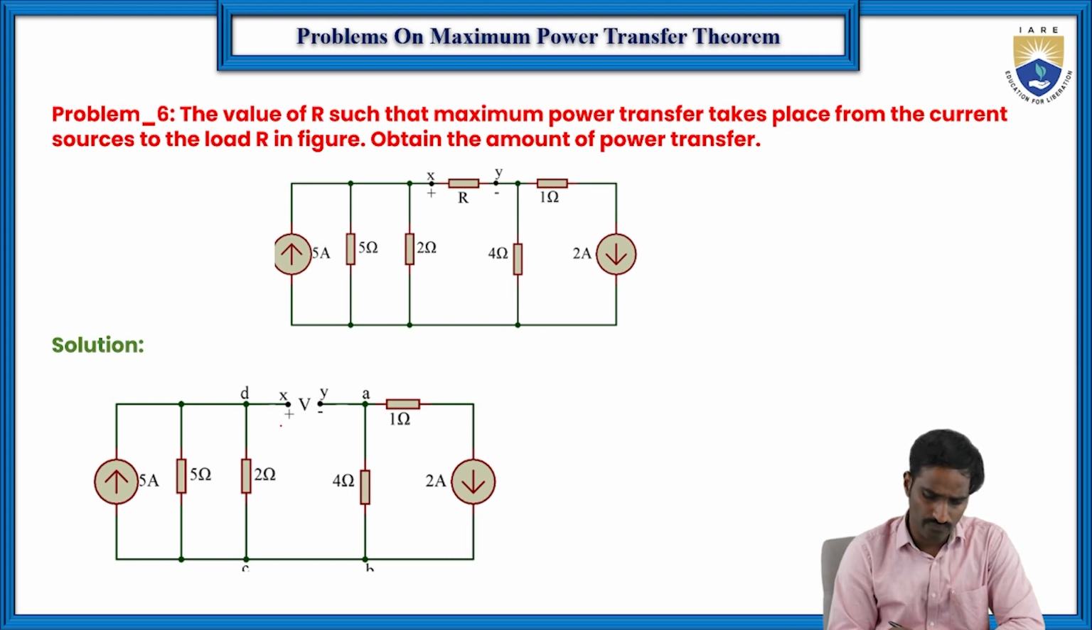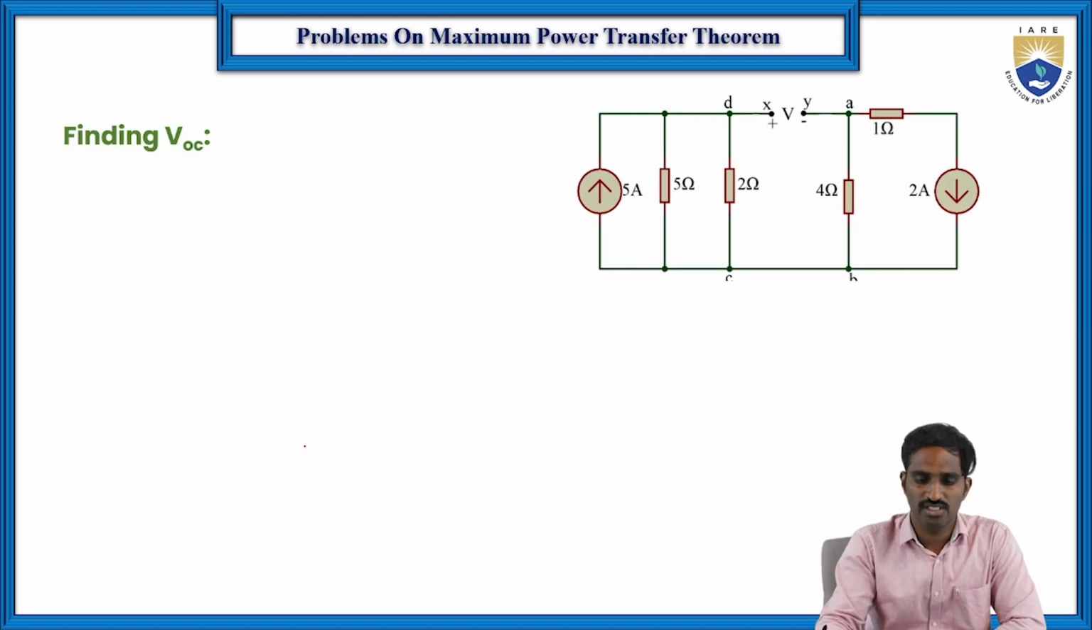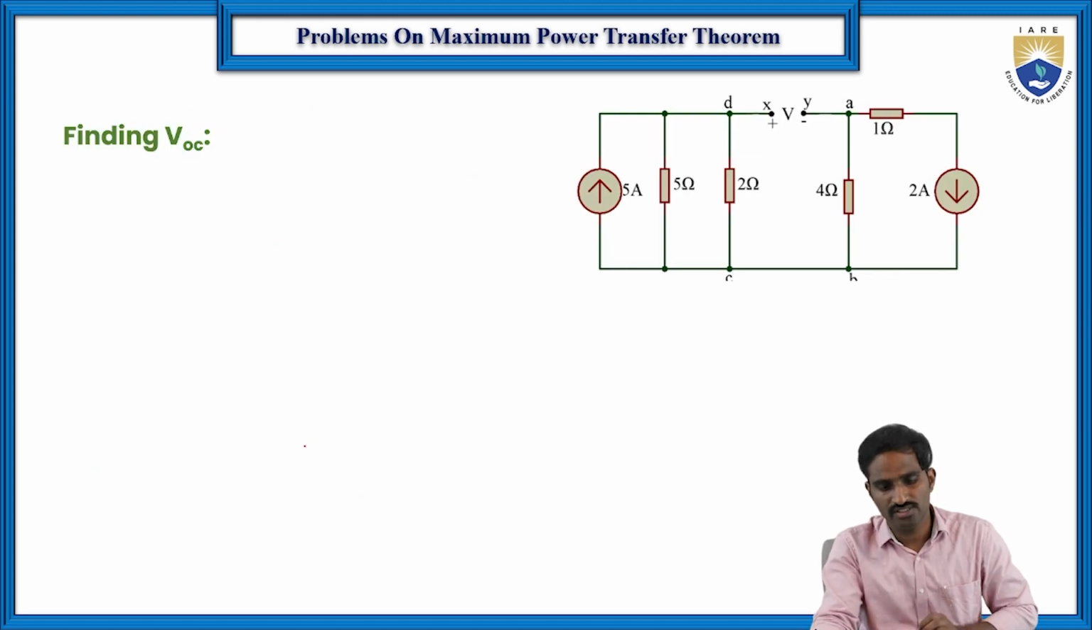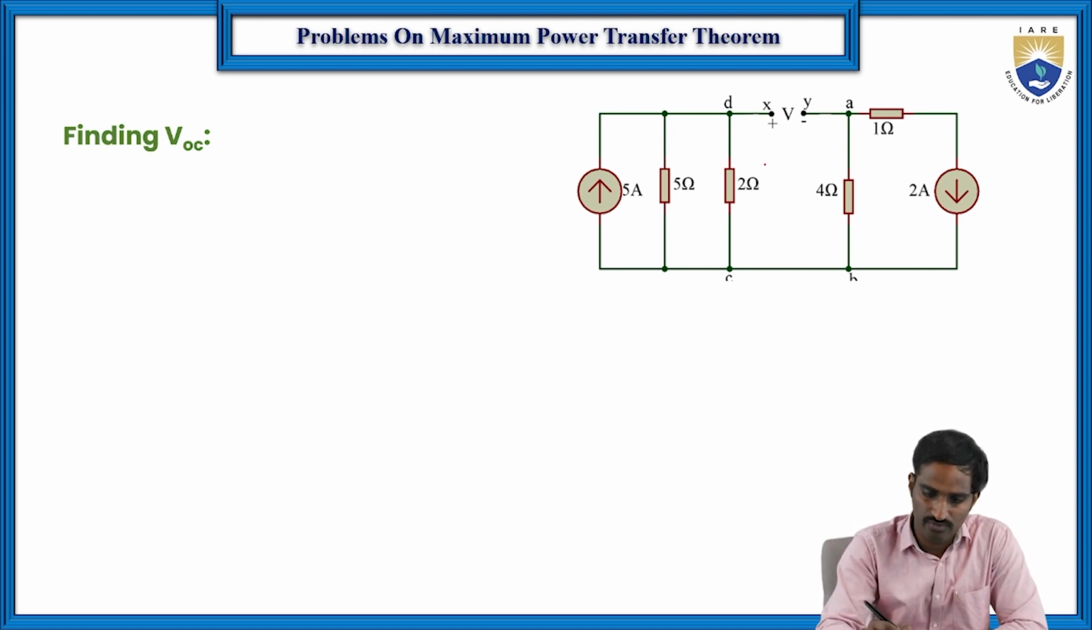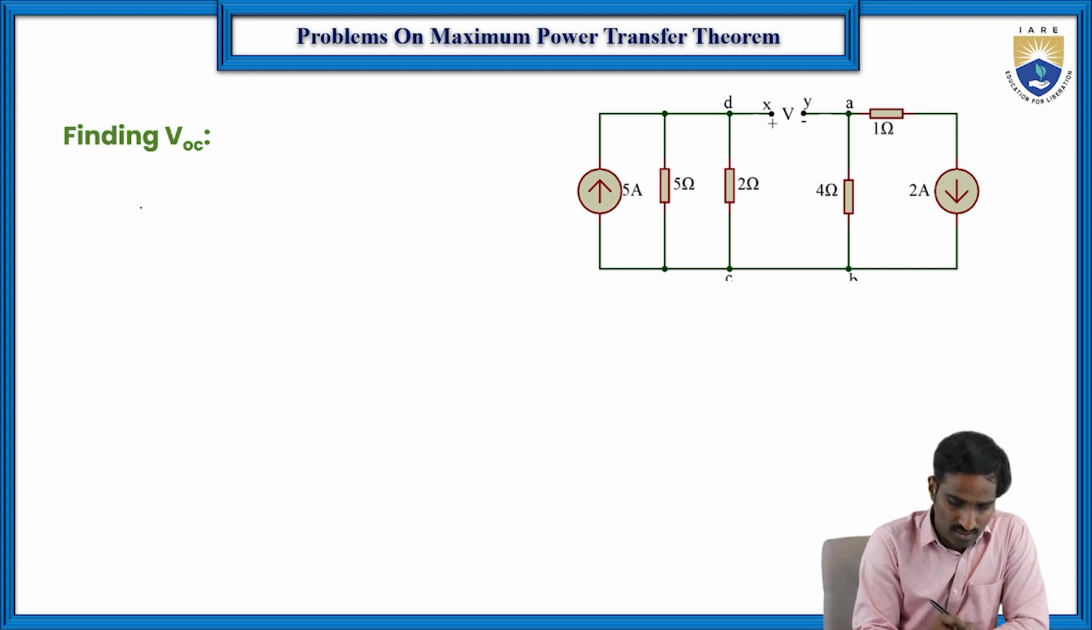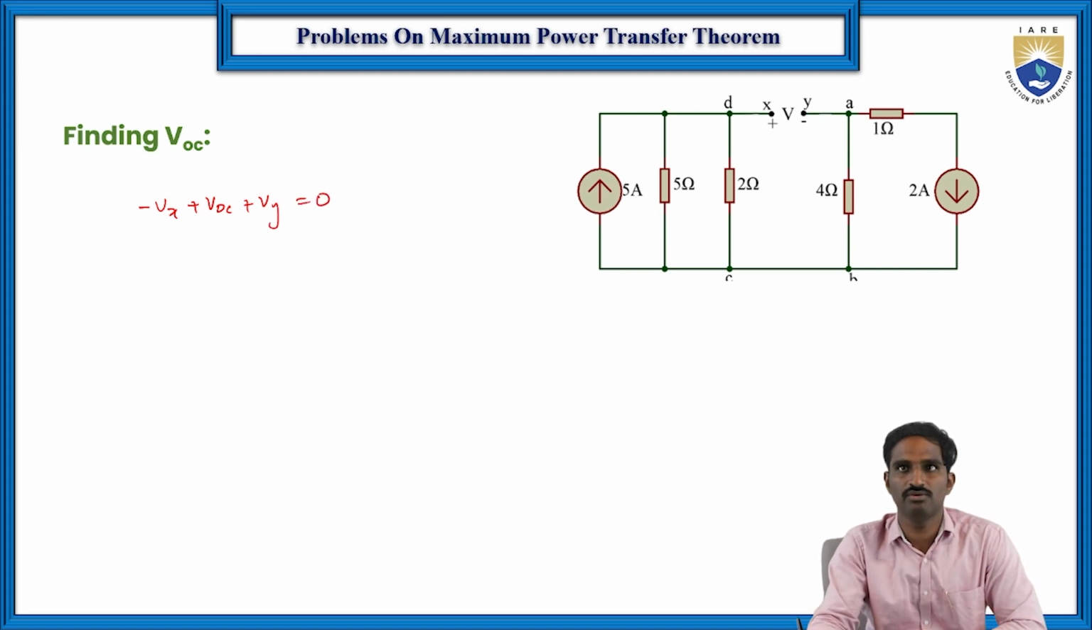Of course, again we need to find the voltage across these X and Y terminals for this particular case. The voltage across X and Y terminals is nothing but, let us consider here it is a loop. Then the potential across X and the potential across Y. Then as you can see, the loop equation here is minus Vx, because here it is plus to minus, plus Voc, and plus Vy, which is equal to 0.